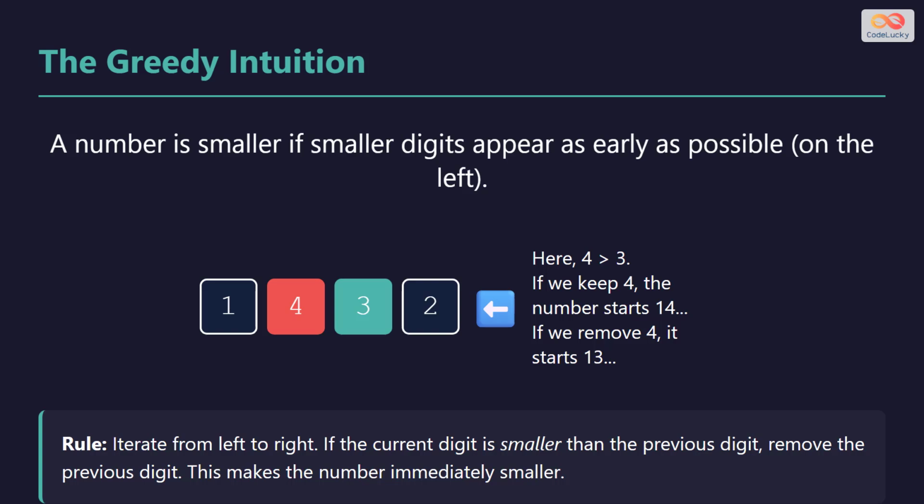So, what is the correct strategy? We want smaller digits to appear as early as possible on the left side of the number. If we have a digit that is larger than the digit immediately following it, removing that larger digit allows the smaller one to shift to the left, decreasing the overall value significantly.